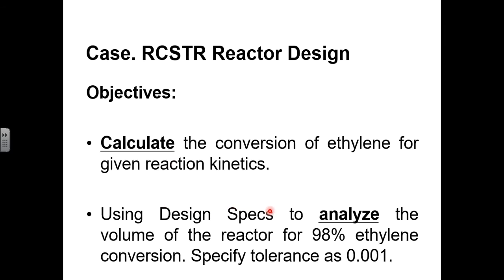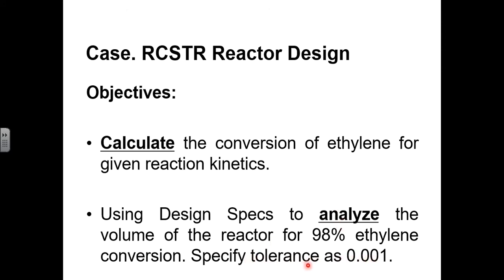And using design spec, as I have told you that it's a rigorous model, and we will be using design spec just like we used in the distillation column. But obviously, the procedure will be different. Number two is to analyze the volume of the reactor for 98% ethylene conversion, that we will ensure that ethylene is converted to 98%. Conversion is Fa0 minus Fa over Fa0, and this conversion should be 98%. First, we will see what conversion we achieve, and then we will use design spec to take it to 98% and specify the tolerance as 0.001.